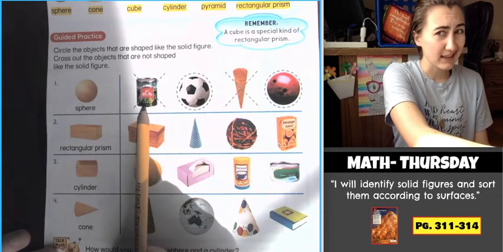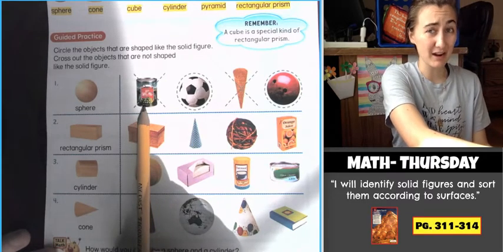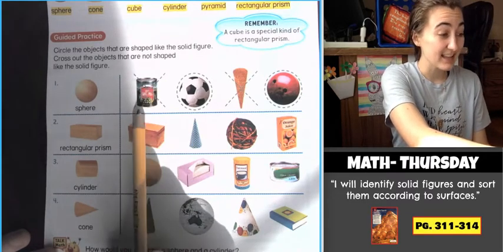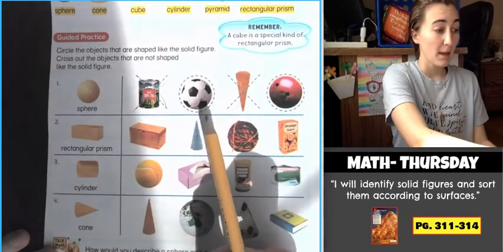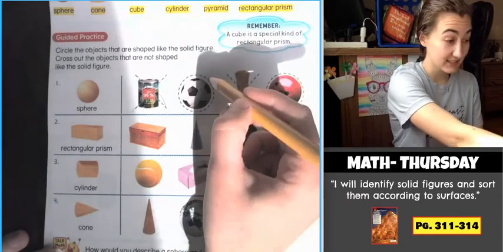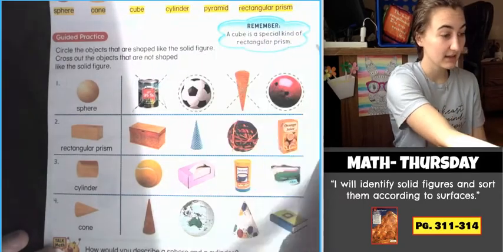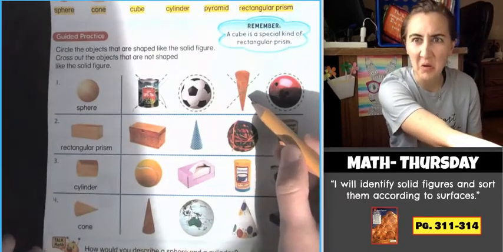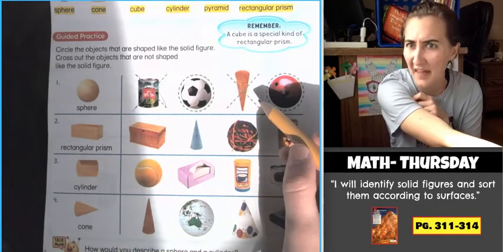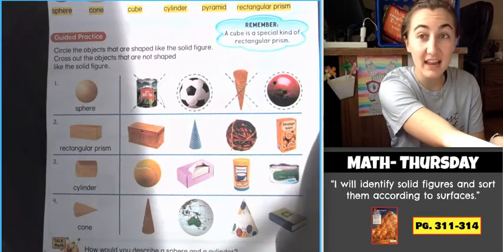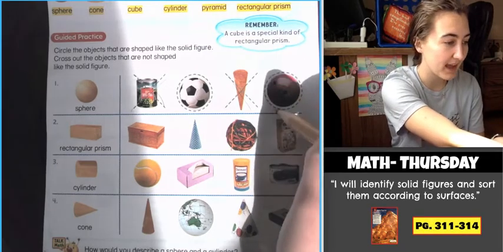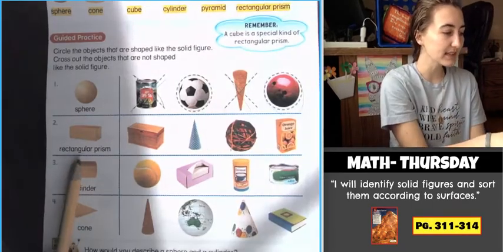Notice this can isn't a sphere. It's not rounded on all sides. It has 2 flat faces, so they crossed it out. But a soccer ball, that's a sphere. It's rounded. This is an ice cream cone. It has cone in the name. That's not a sphere. Cross that one out. And then a bowling ball. That's a sphere. A rectangular prism.